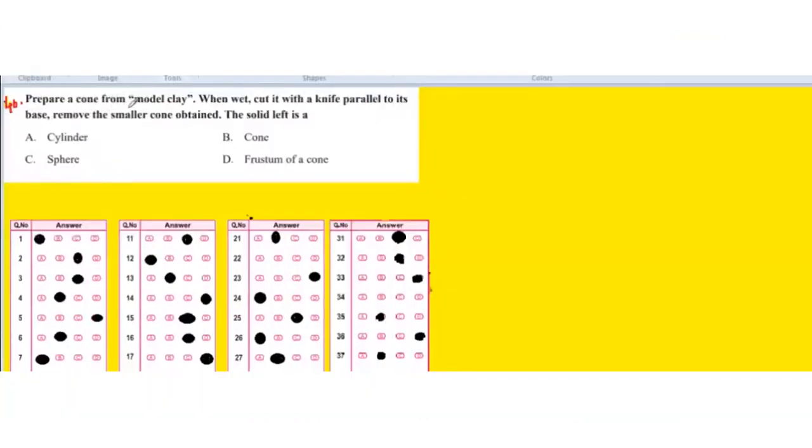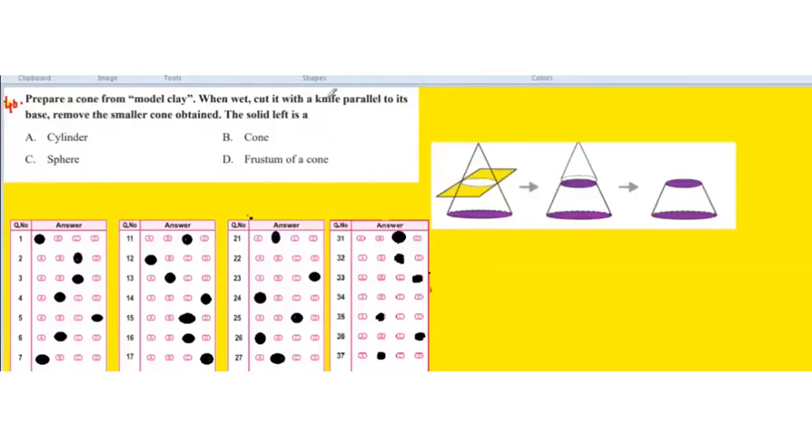The last question of the model paper. Prepare a cone from model clay. When wet, cut it with a knife parallel to its base. Remove the smaller cone obtained. The solid left is... To understand it better, I will just show you a picture.